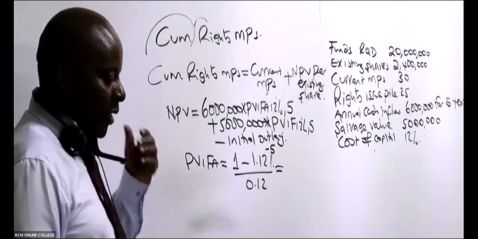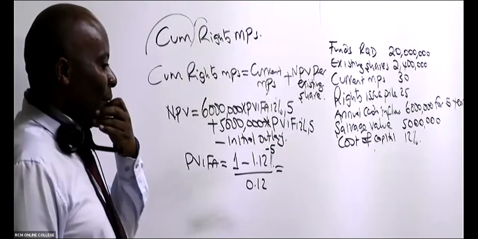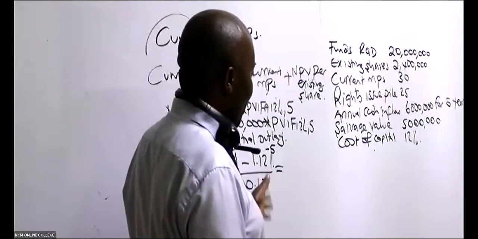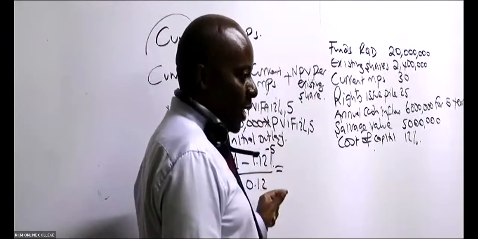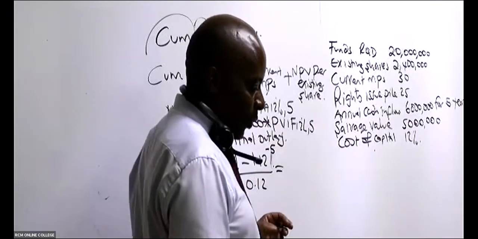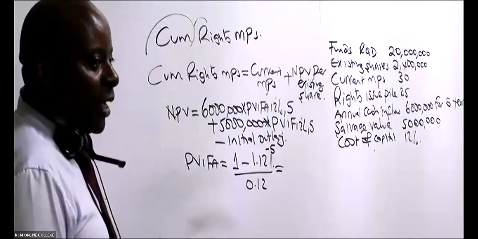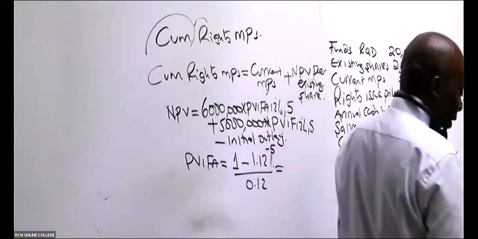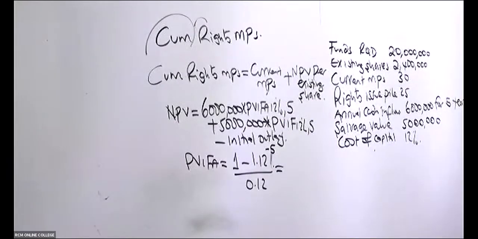I know right now you are experts, I'm teaching experts. So 1 minus 1.12 raised to -5, and then we divide everything by 0.12. And what did we say about the Sunday class? We need to just be very nice and come one Sunday so that I can finish the mergers. The remaining topics are very, very light once I finish this.